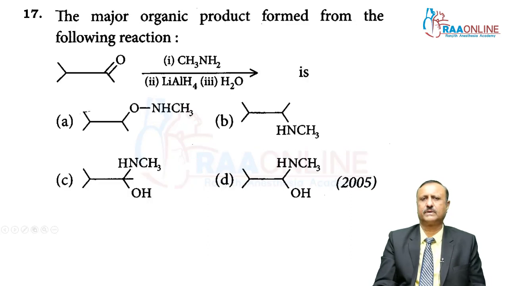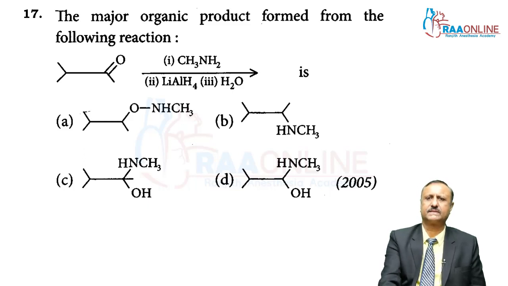Now, my dear students, when we see the question 17, the major organic product formed from the following reaction is. This question is asked in 2005. Here, my dear students, this CH3NH2. First of all, you can write here the reaction of this question. When this NH2 CH3, you can write in this way, methylamine. This is the first reaction, methylamine.